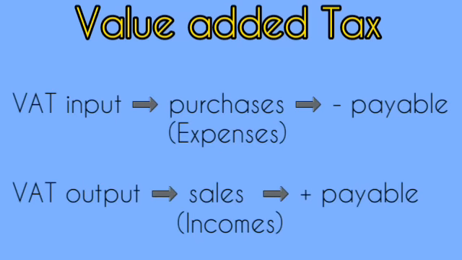When it comes to calculating VAT payable, you need to know what we are adding and what we are subtracting. So we have two kinds of VAT. We have VAT input and VAT output. VAT input is an input that is incurred on purchases and expenses.